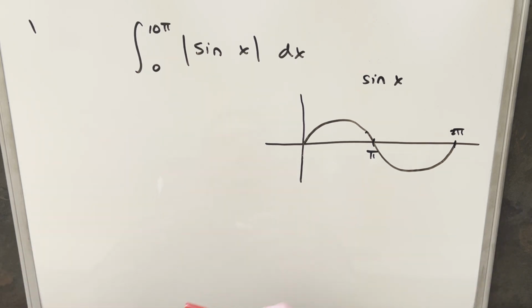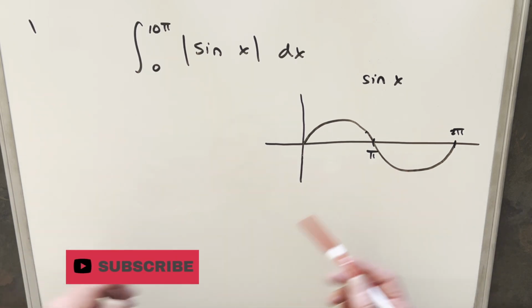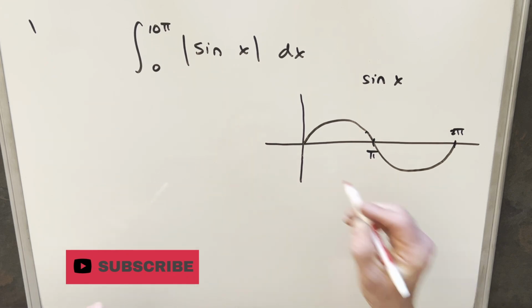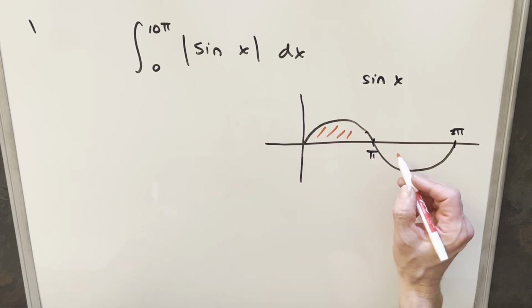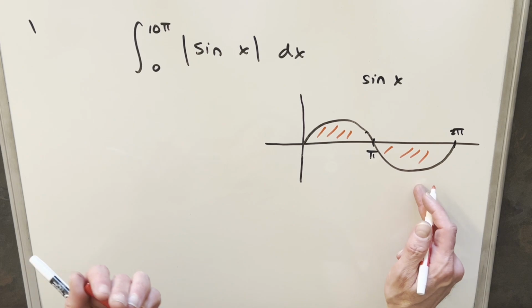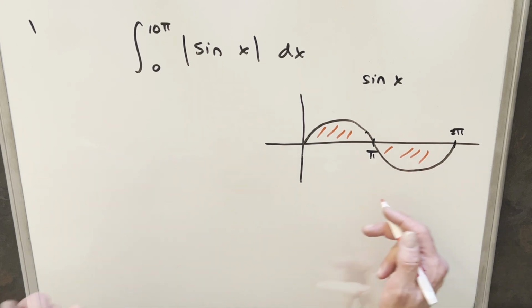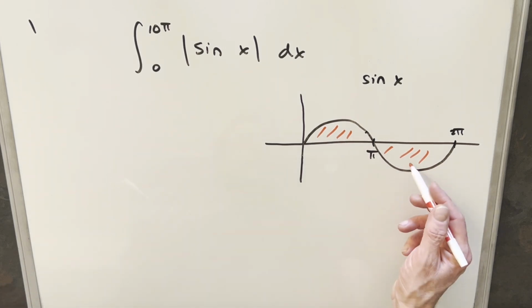So with this rough sketch over here, I think my graph's a little distorted, but what it should be is this area right here is exactly the same as this area. It's just this is going to be below the axis and negative, but just in terms of the geometry, this area should equal this area.